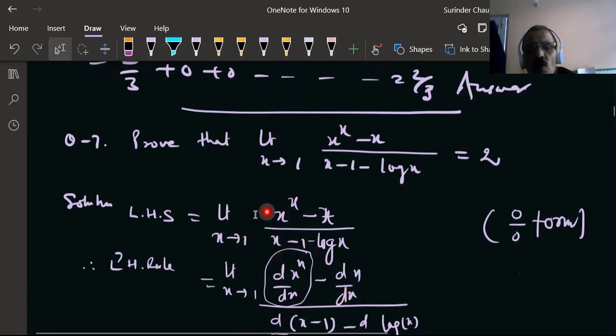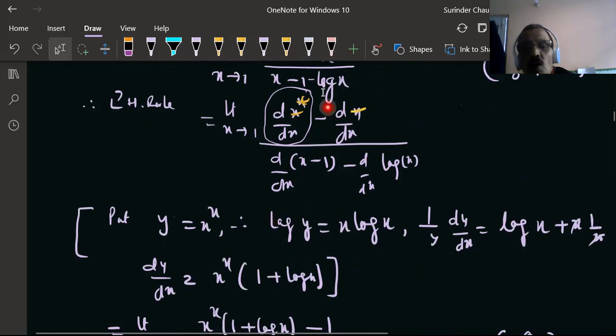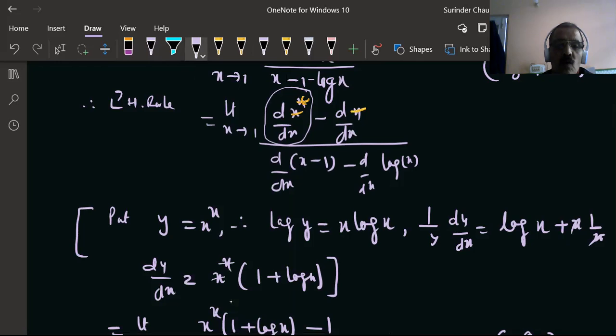Therefore L'Hospital's rule applies: the limit as x tends to 1 of the derivative of the numerator upon the derivative of the denominator. So the derivative of the numerator is the derivative of x^x minus the derivative of x. The derivative of x^x we calculate by taking log on both sides and then differentiating with respect to x, and we got the derivative of x^x is x^x into (1 + log x).